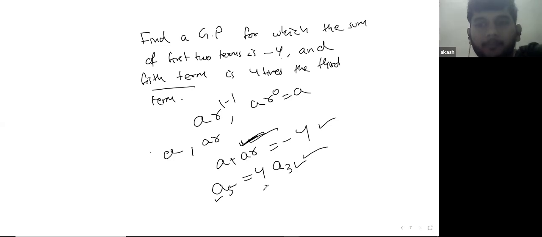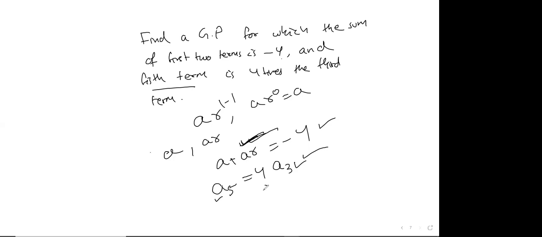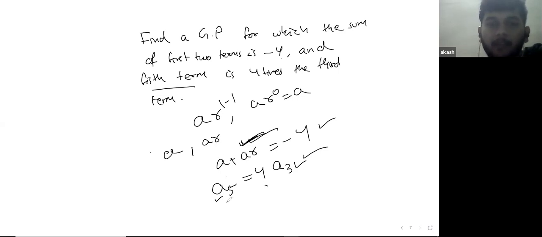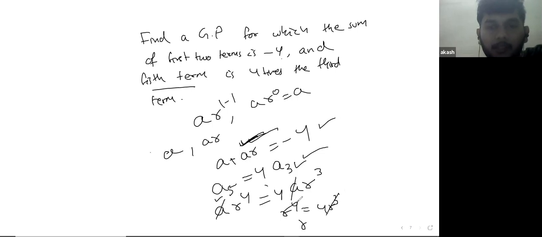Mohammed, have you solved it? No, sir, I got stuck after this step. Okay. See, we can write A5 as A r raised to the power 4, right? And this is 4 A r raised to the power 3. So A and A is cancelled here, right? And here we have r^4 equals 4r^3. So r cube and r^4 is also cancelled. So r equals 4, right?